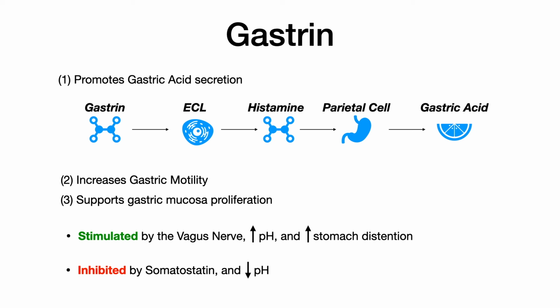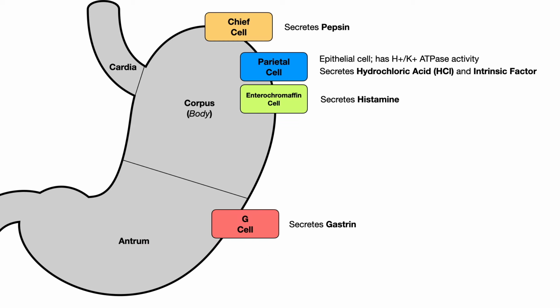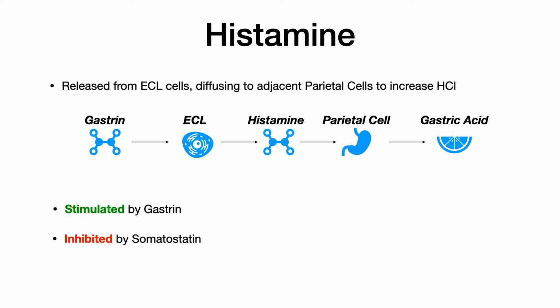So that's gastrin, which comes from the G cell. Big takeaway, gastrin equals gastric acid, okay? So gastrin is the upstream item which causes the release of gastric acid. Okay, so now let's talk about histamine. Histamine is secreted from enterochromaffin-like cells. Histamine is released from those enterochromaffin cells, which diffuses to the parietal cells nearby to increase hydrochloric acid.